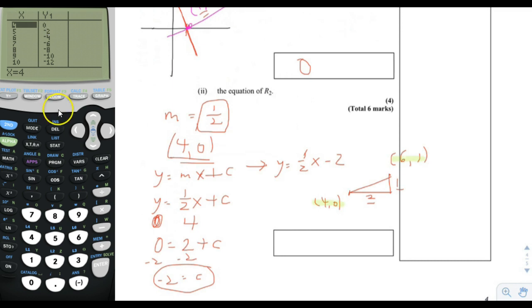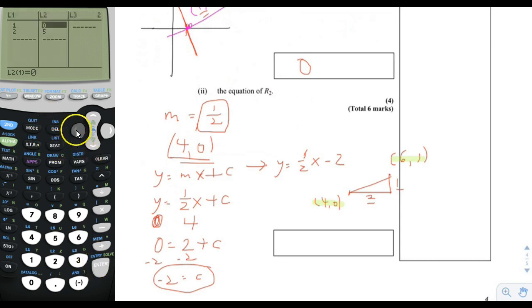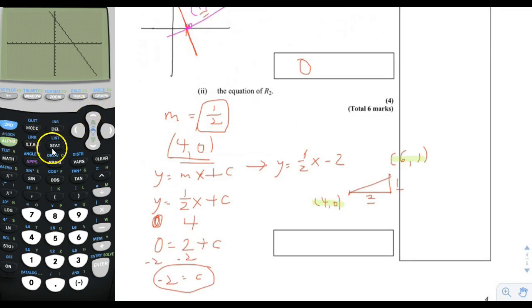distinct points, I can use the LinReg function to find the equation of a line that goes through those 2 points. The way I do that is I just use STAT, Edit, and then I'm going to enter 2 points. The first point I'm going to enter is (4, 0), and the second point I'm going to enter is (6, 1). I hope you've done enough of these problems that you know that 4, 0 goes across and 6, 1 goes across also. And then you can graph it if you want to. All right, no, you can't. We haven't gotten the equation for the line yet.